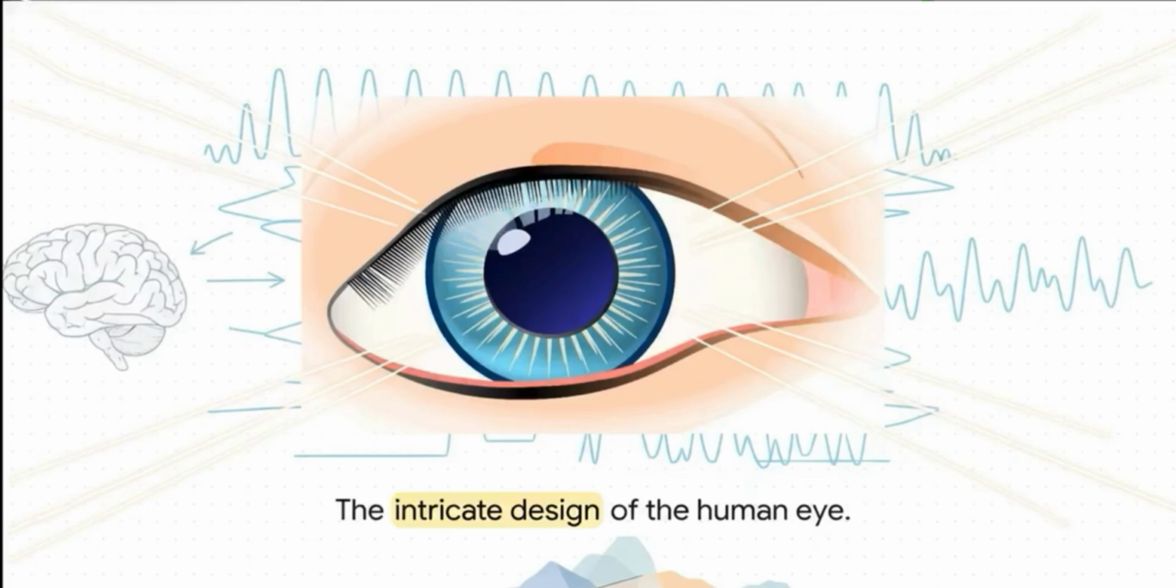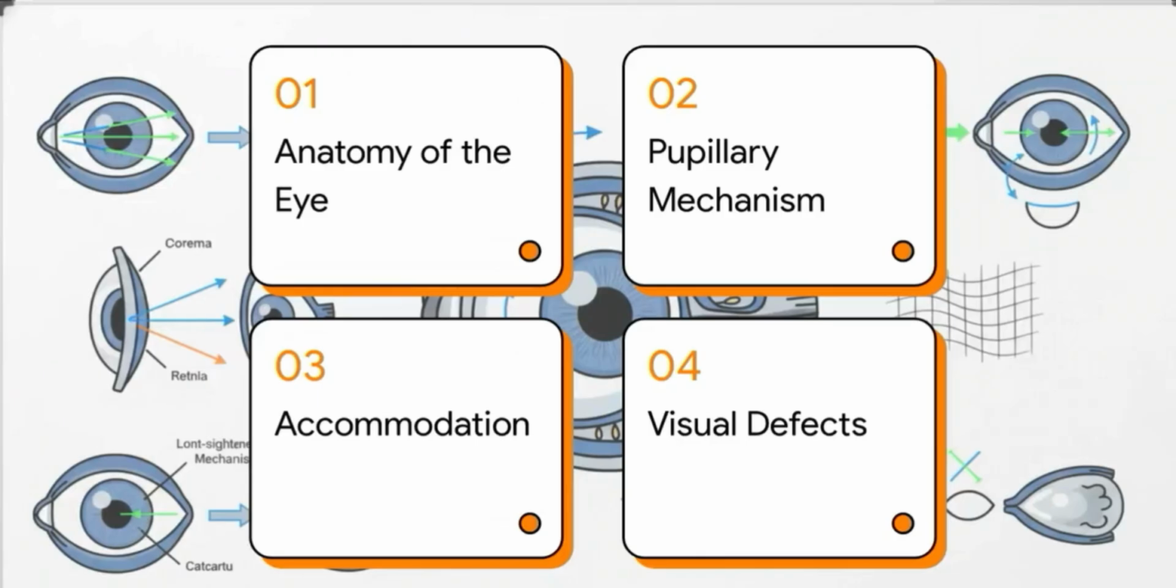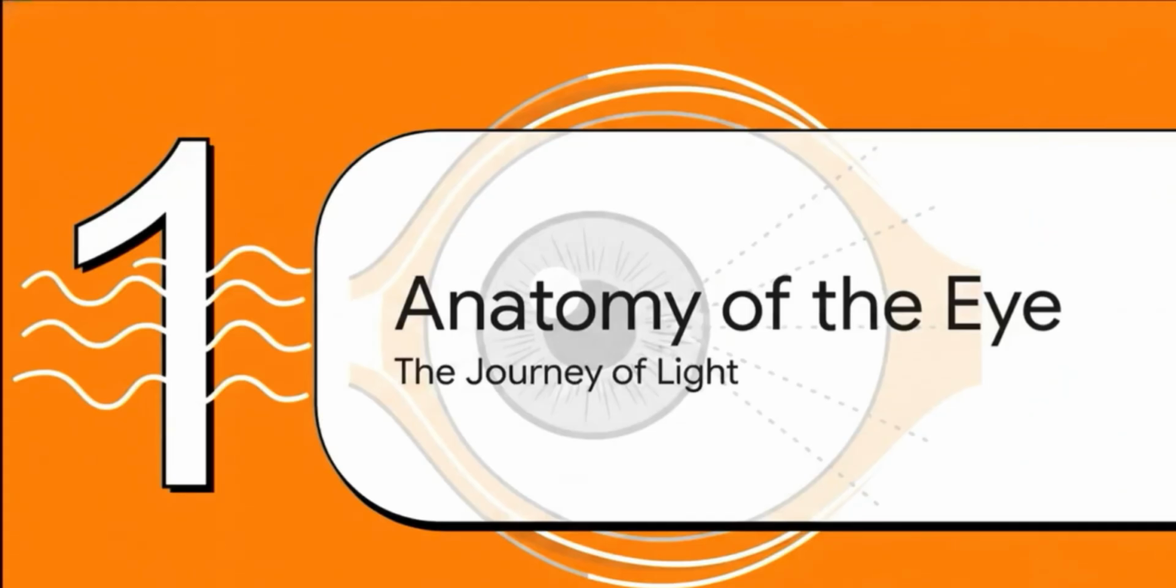It's wild! To really master this topic, we're going to follow the journey of light. We'll start with the anatomy of the eye, look at the pupillary mechanism, figure out how we focus through a process called accommodation, and finally, look at visual defects and their treatments. Let's kick things off with Section 1.